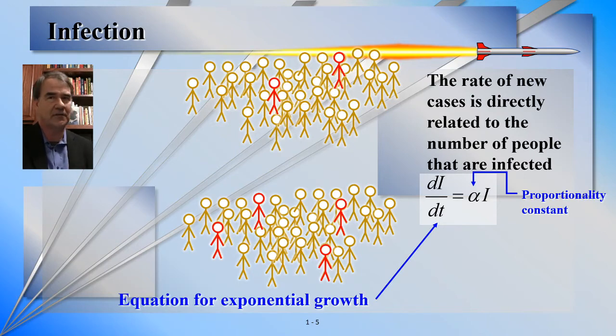It actually shows up all over the place, not just in disease infections. And then we put here the term alpha, which is the Greek letter alpha. It's a proportionality constant. It doesn't mean that it's a 1-for-1 or a 2-for-1 or anything like that. It's just a certain percentage of the time we expect an infected person to infect somebody in the population.